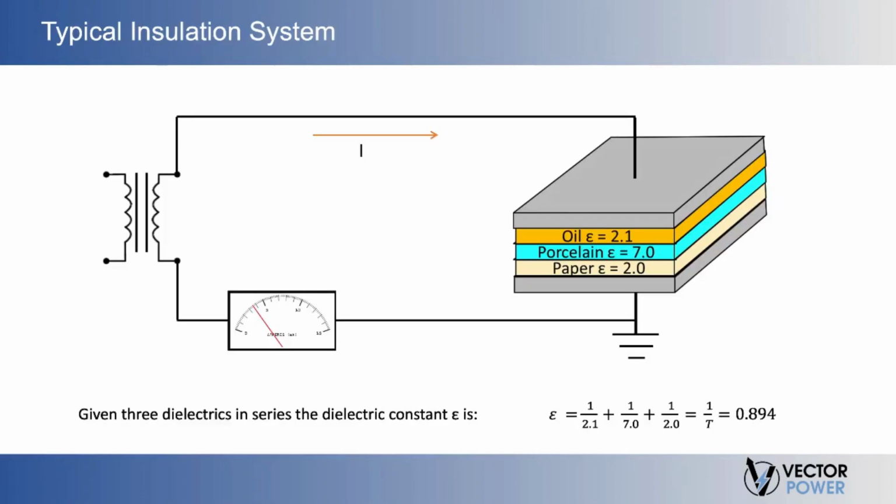So, let's look at a typical insulation system. Now, as I stated, we can think of the dielectric constants as the ingredients in the system's recipe. Here we are given 3 dielectrics in series: oil, porcelain, and paper. Adding the dielectric constants of each material gives us a total dielectric constant of 0.894.